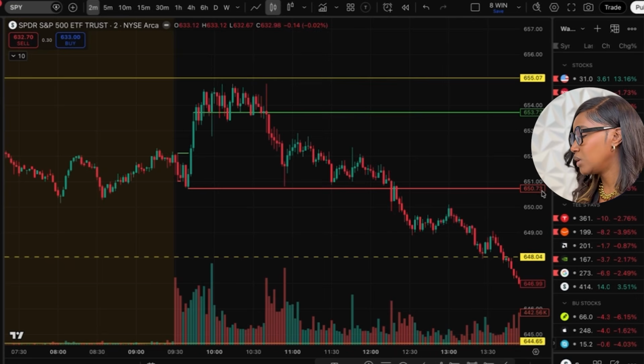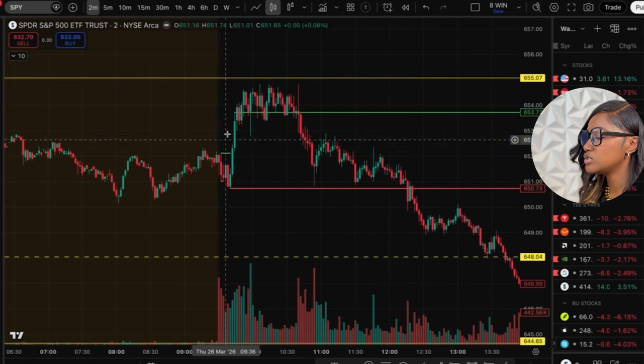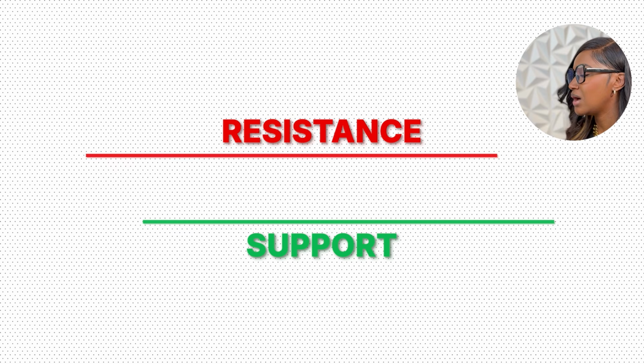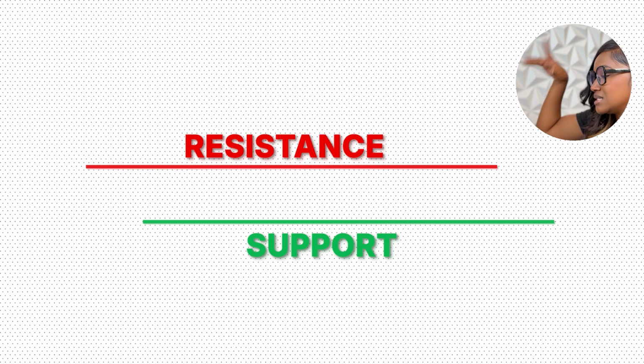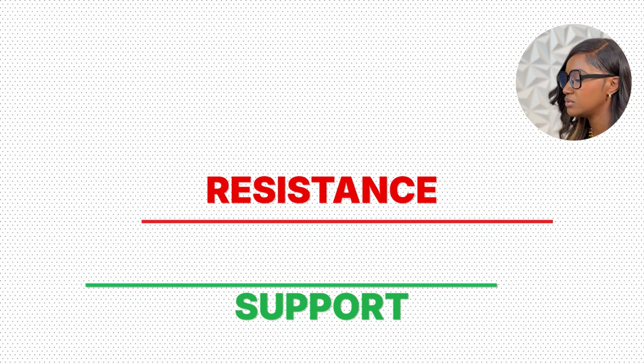The ORB high can be a level of resistance, or the ORB low can be a level of support. Now, what we want to use the ORB strategy for is to see if price is able to break and retest that level. Confirm that the level that used to be resistance is now turning into a floor, and that level of support is now turning into a level of resistance.